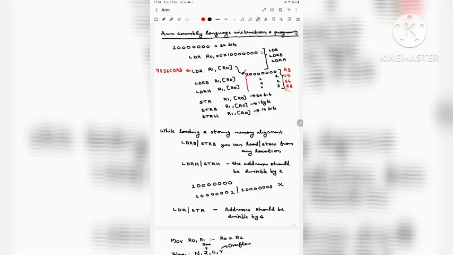Now when you do LDRB R1, bracket R0, only one byte will be loaded from the location, which will be AB. When you do LDRH, half word, you will get the value CDAB in R1. The others will be zeros. The previous bytes will become zeros. Similarly, STR, STRB and STRH follow the same format.